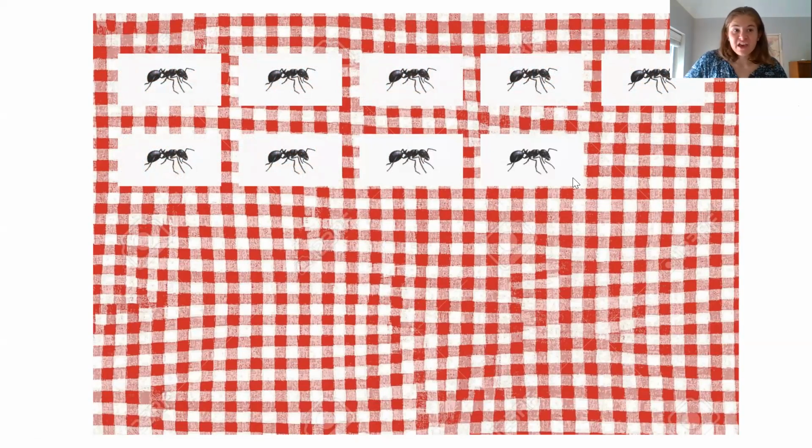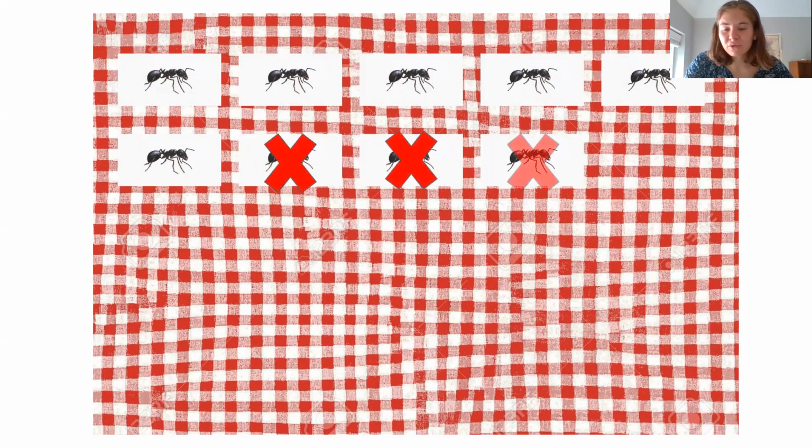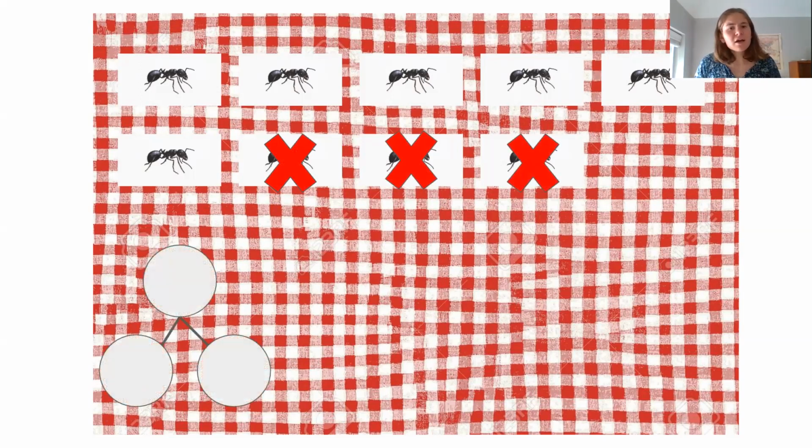So after I saw the ants, I tried to scare them away a little bit because I wanted to have my picnic blanket to myself. And I scared away a few ants. Let's see how many ants crawled off. 1, 2, 3. Okay. How can I make a number bond to tell my story to a friend?